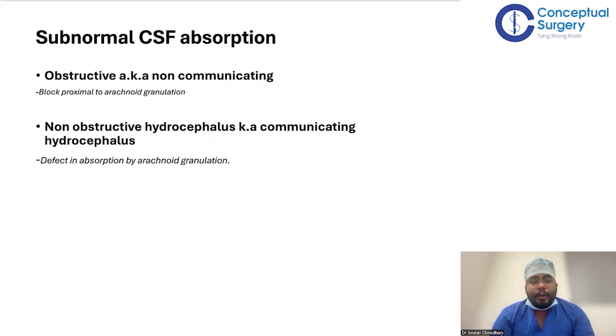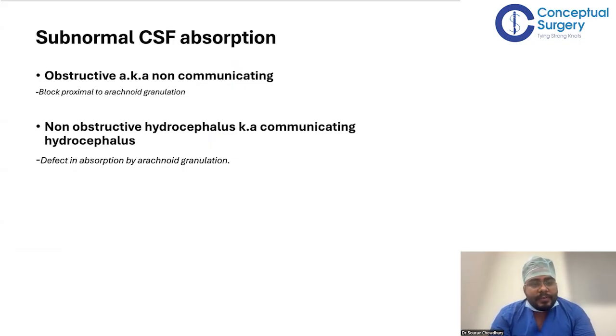Now, hydrocephalus can be of two types. Either it can be an obstructive one. In obstructive hydrocephalus, there is something present between the area where the CSF is formed, that is the choroid plexus, and the area where it is drained, that is the arachnoid granulation. If there is something standing in the way between these two structures, it will cause obstruction. Obstructive hydrocephalus is also called non-communicating hydrocephalus, that is, the block is proximal to the arachnoid granulation.